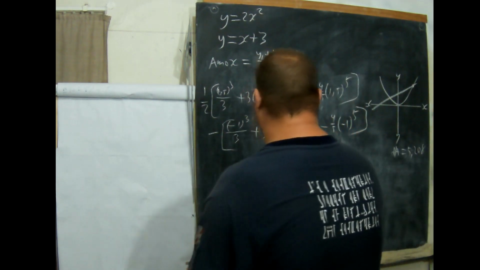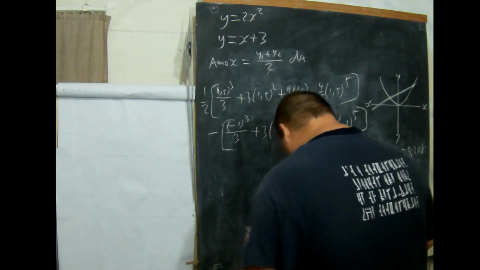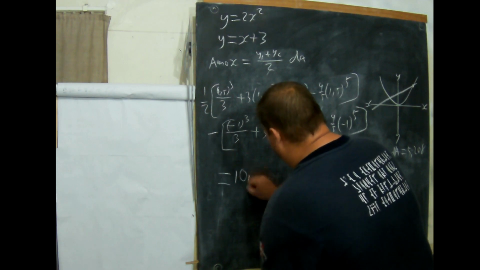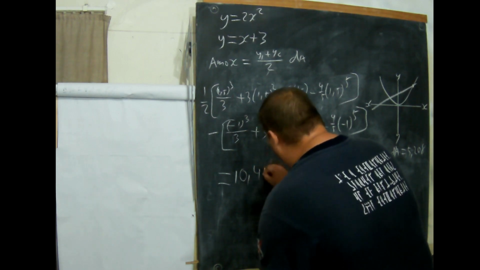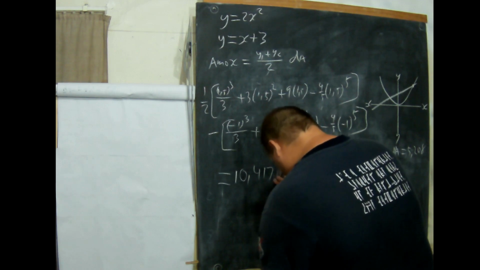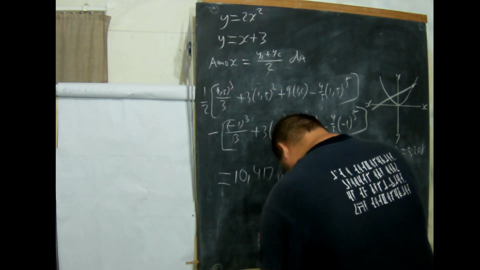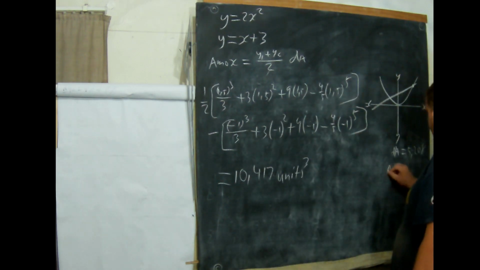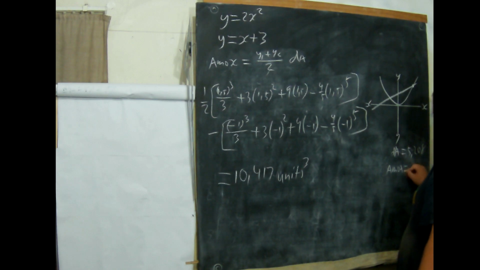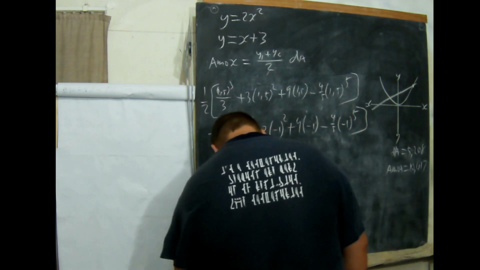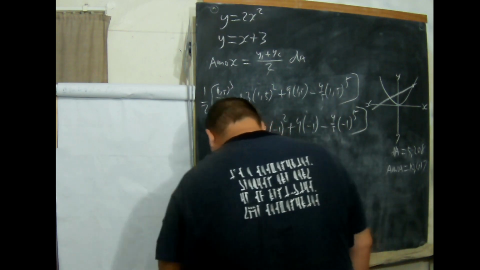And if we put all this in a calculator, we will get our AMOX, which will equal 10,417 units cubed. So AMOX equals 10,417. Perfect. Okay.